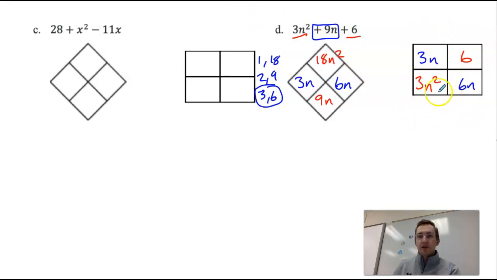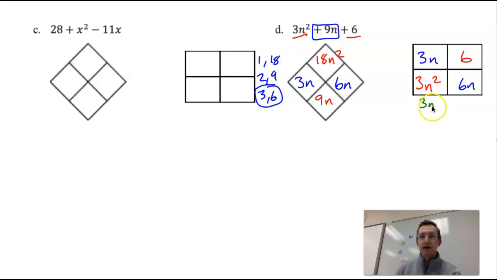So I'm going to start with the 3n squared in the bottom. We know that 3 is a prime number, so the only two things that multiply to get 3 are 1 and 3. We have to put either 3 or 1 here and 3 or 1 here. Let's see if we can make this work by putting 3n on the bottom.